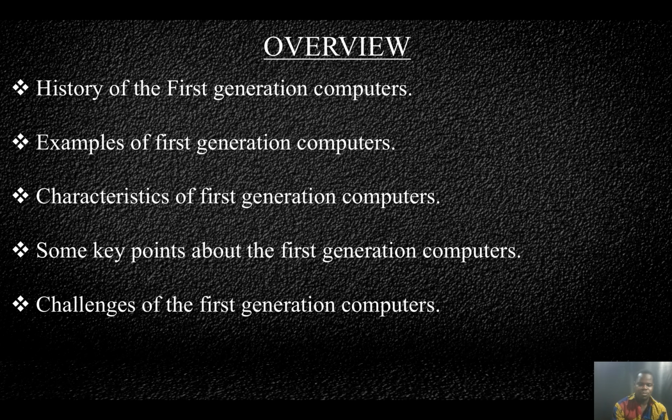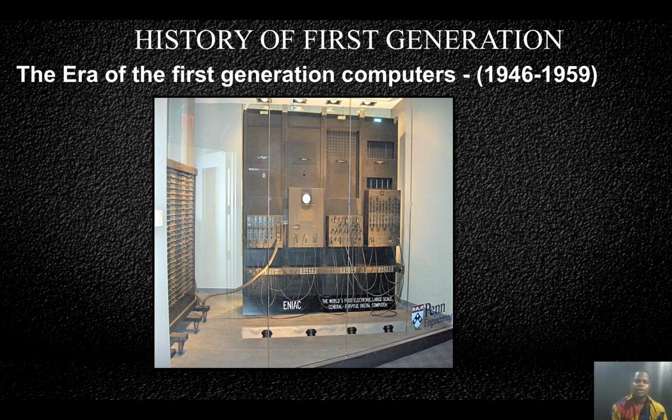So let's move. Now this is the history of the first generation computer. Look at how big it is. So look at it very well. So this one is the era of the first generation computers. That is from 1946 to 1959. So look at this first generation computer very well, which is the ENIAC. And that is the world's first electronic large-scale general-purpose digital computer.